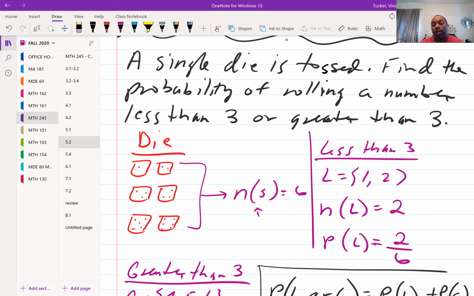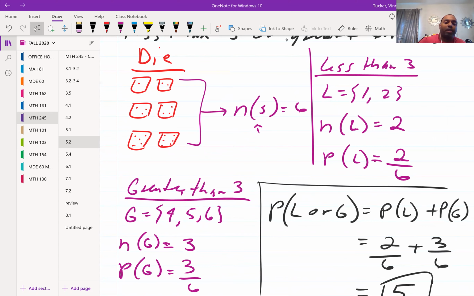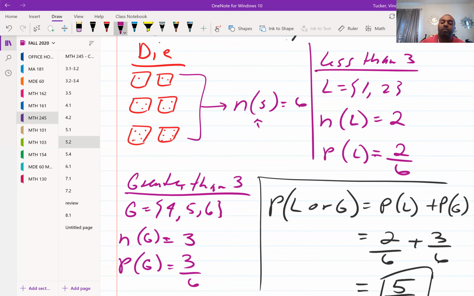So you're looking at the numbers that are less than 3. You're talking about 1 and 2. So there are 2 numbers that are less than 3, and so we put 2/6. And over here, numbers that are greater than 3: there are 3 numbers greater than 3, 4, 5, and 6. That'd be 3/6. So we add the 2/6 and the 3/6 together, and that's 5/6.